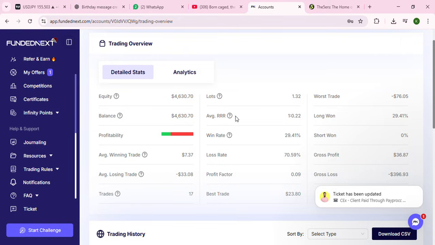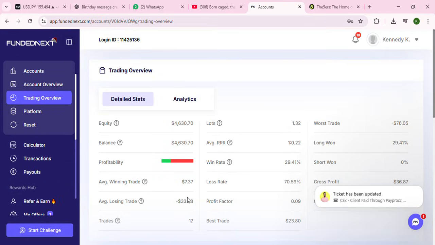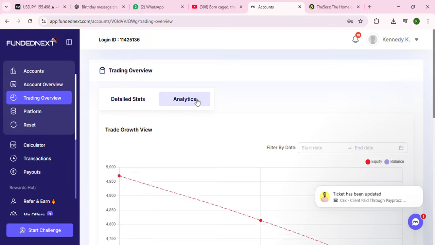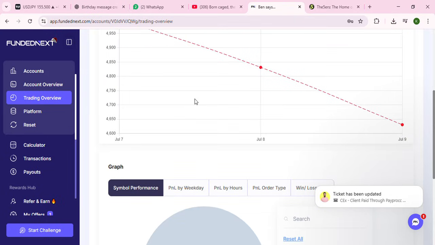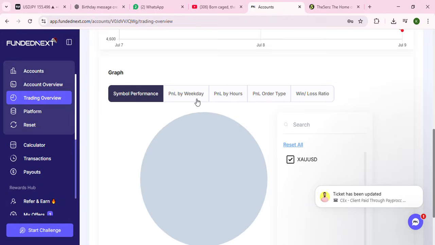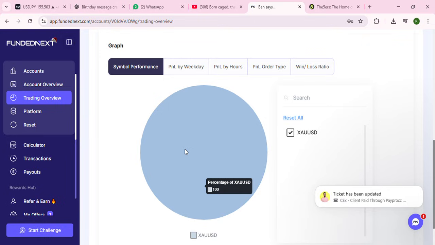In this case, you can see my average RR was even less than 0.3. It was at 0.22. This was the worst. Winning rate 29.4. You can see the loss rate was very high. You can as well see the profit factor. So here things were not good. I breached the account on phase 2. That's how I ended up not getting funded. You can see the graph here, it's a straight line, man. And I was trading pure gold.